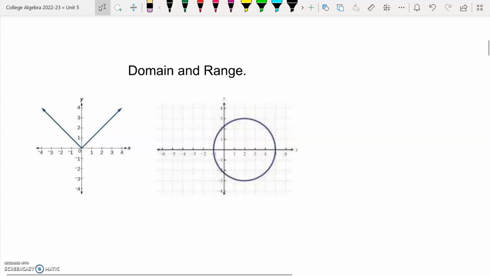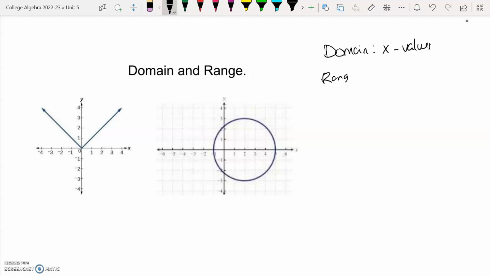So domain and range: domain's the x values, and range is going to be the y values. Whenever we talk about domain and range, domain is how far left to right. So I'm going to write left to right here. And then range is bottom to top. All right, and you're going to have to actually write all your answers in interval notation today.